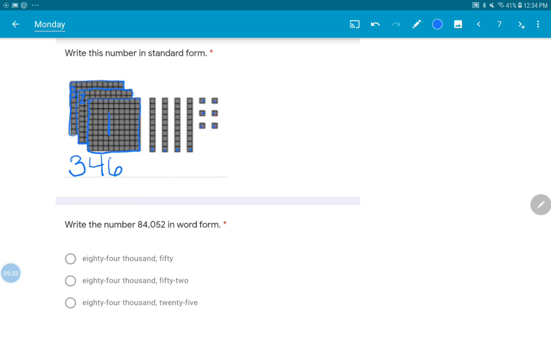All right, next we're looking for this number in word form. What is that number in word form? Daniel? The second one. The middle one. Okay, so what is that? Read it to me. 84,052. Very good. 84,052. All right, any questions?